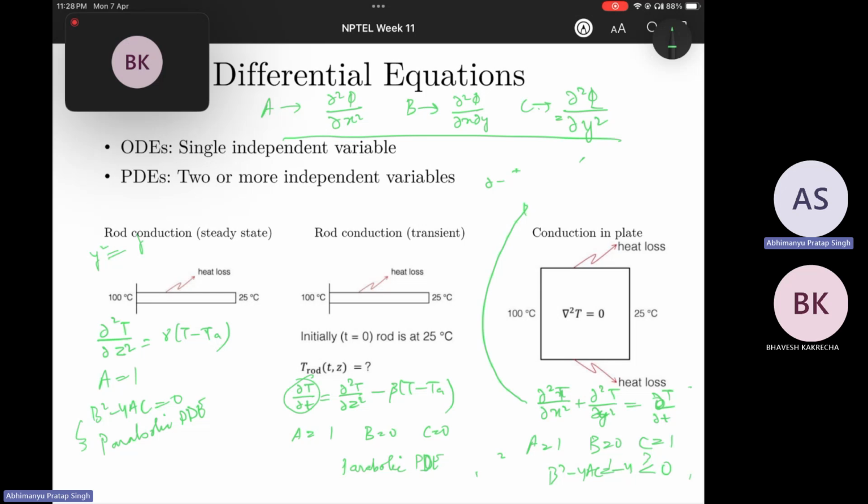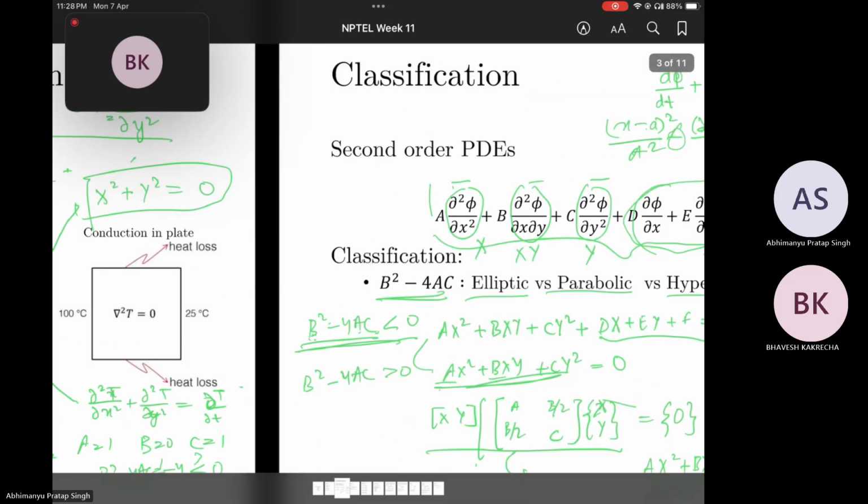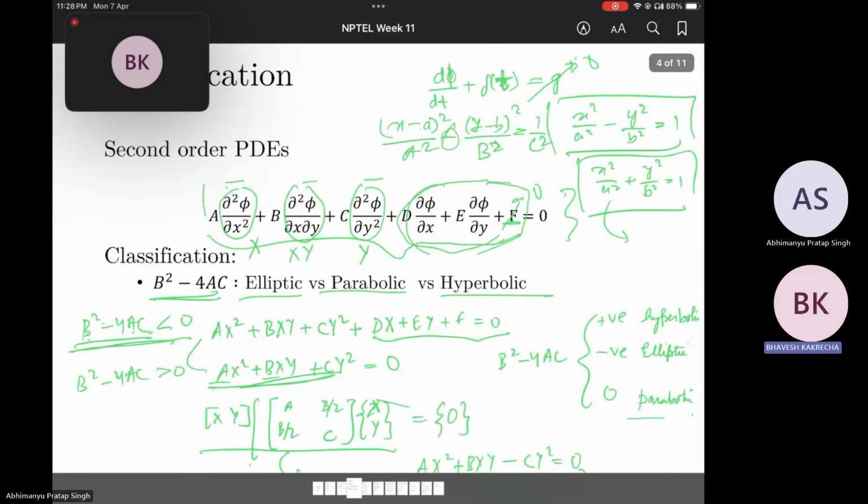Also, you can see, if I take del T upon del x as my capital X and del T upon del y as my capital Y, this becomes X square plus Y square is equal to 0. Even though it's an equation of a circle, a circle is also part of the ellipse family, right? So this is an elliptic PDE. Okay. Any doubt in this classification part? No, sir, it is clear. Okay then.